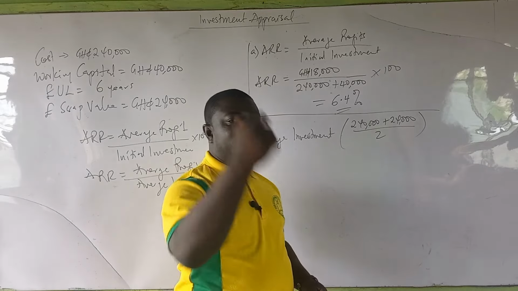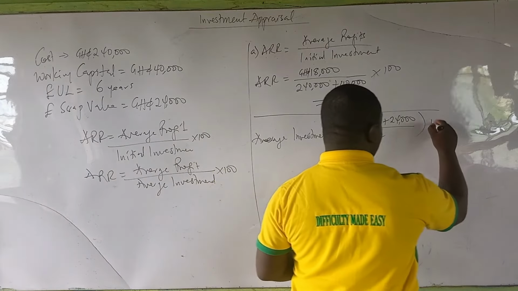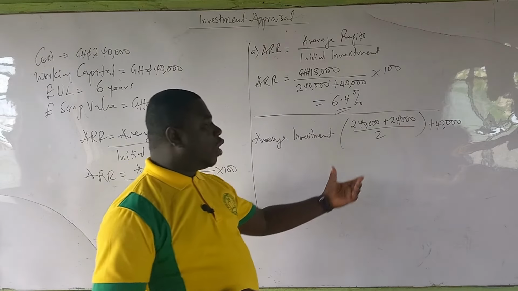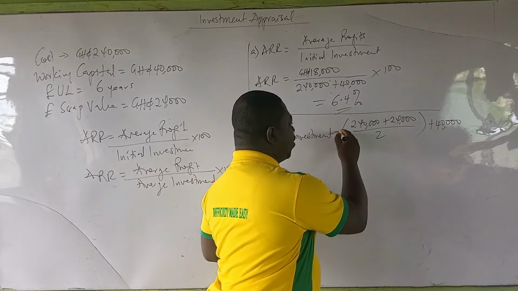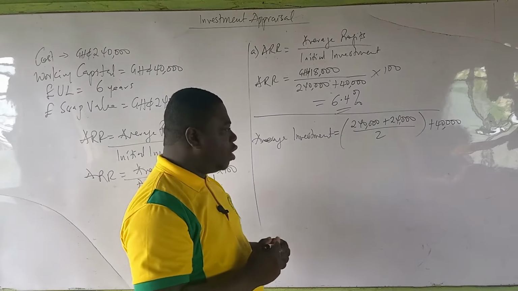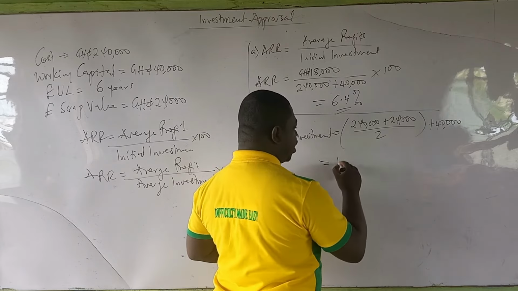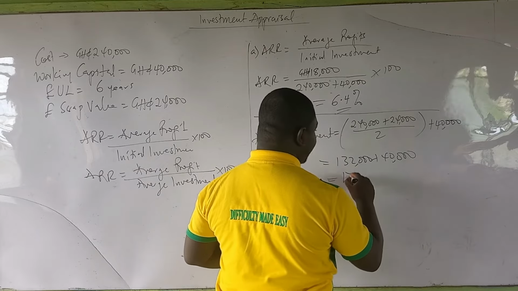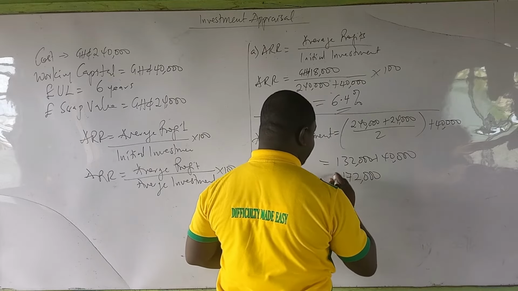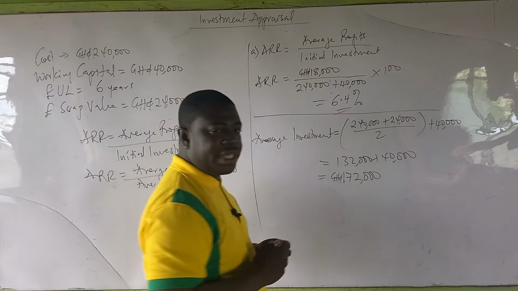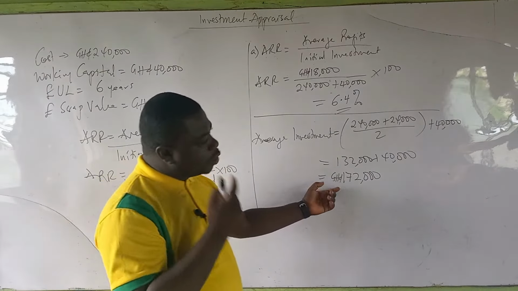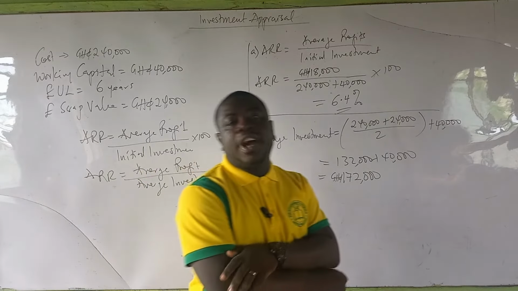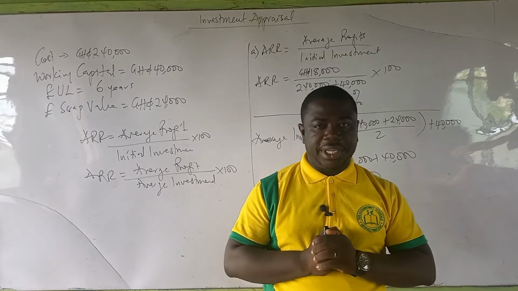And remember that I said you still have to add your working capital because it's also an investment. Working capital, we don't find the average of it, just as we did here. So after you have gotten your average, we add the working capital and we call all of it the average investment. So this is going to give us 132,000 plus 40,000, which is the working capital. And therefore, we have 172,000 Ghana cedis as our average investment. So now that we have the average investment, we are going to use the same average profit of 18,000 to find another accounting rate of return.